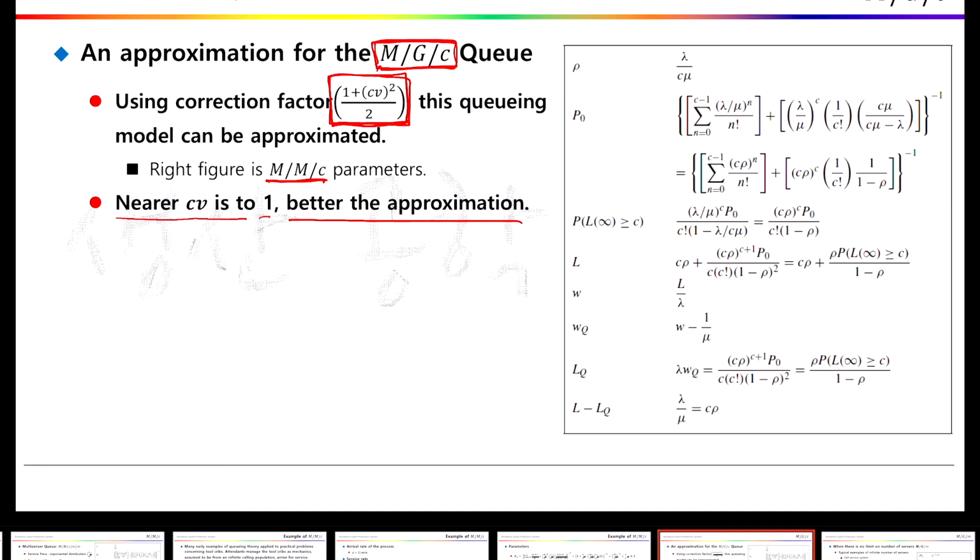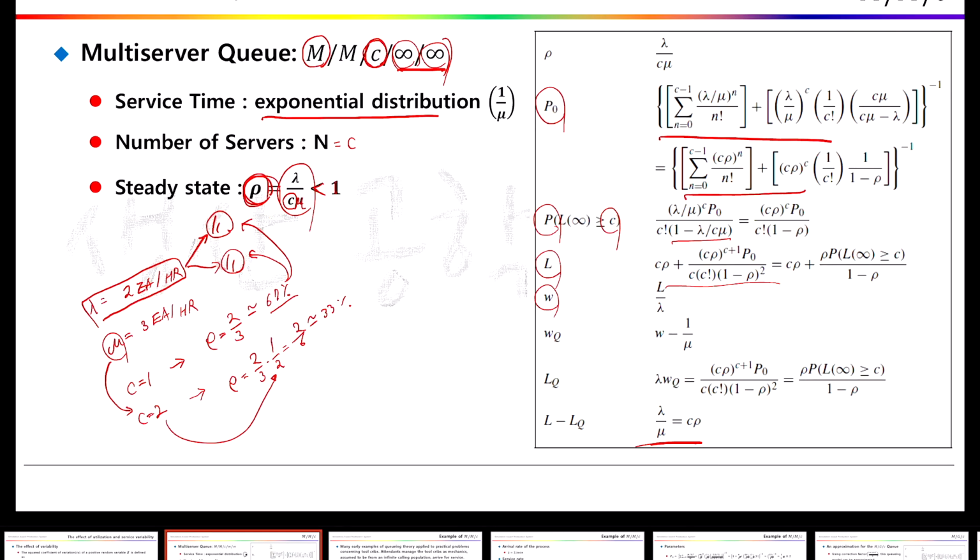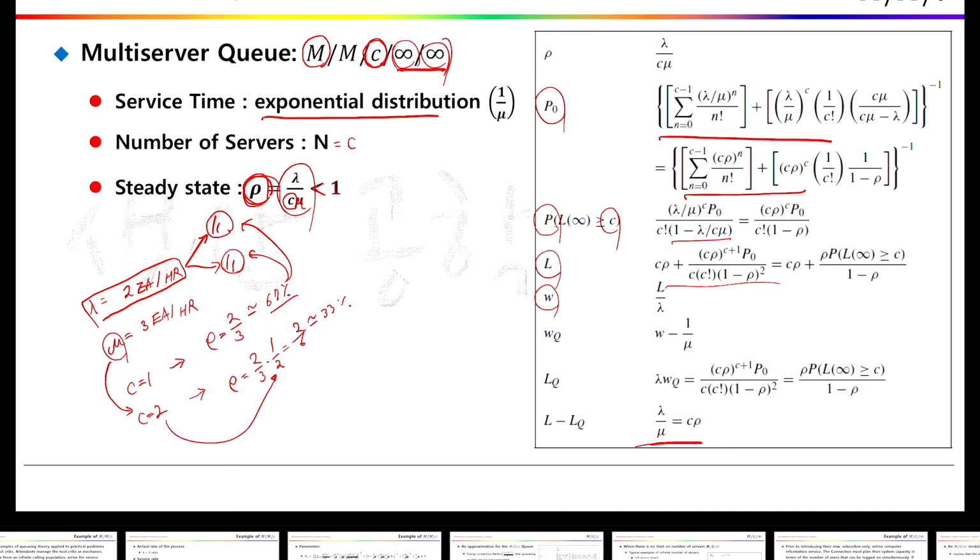So those terms here or here can be deduced from, where is it? MGC, MMC, from this table. So just remember what kinds of queuing models there are, and where each solution of the queuing models is.